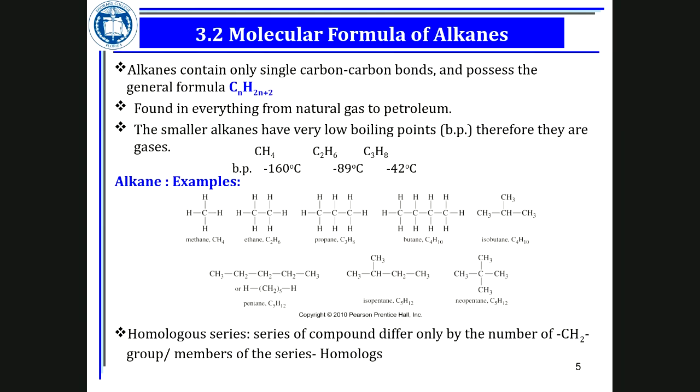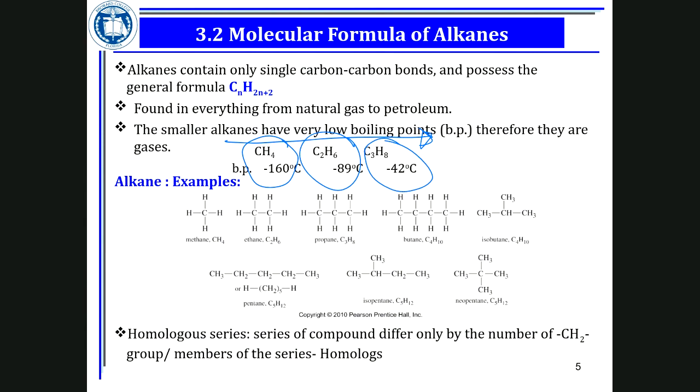So let's look at a couple of these examples. If we have CH4, the boiling point is minus 160, ethane is going to be minus 89, and propane is minus 42. Based on this pattern, we see that the boiling point is increasing. Now, what type of intermolecular forces do we have for methane? London dispersion, very good. For propane, also London dispersion. For ethane, London dispersion.